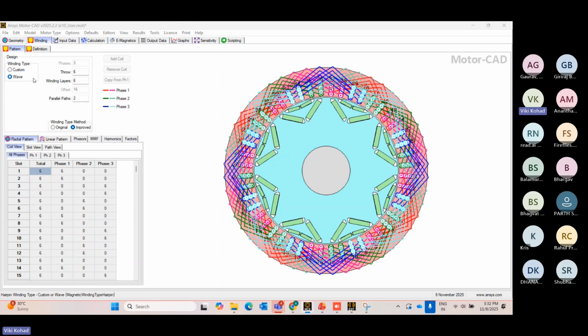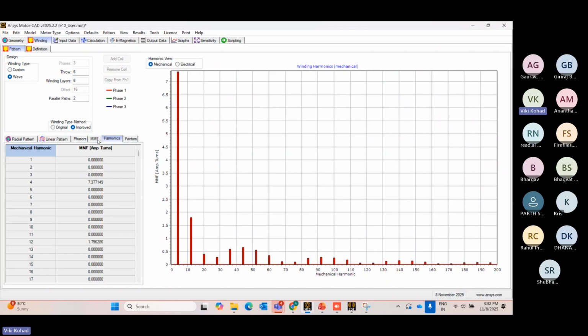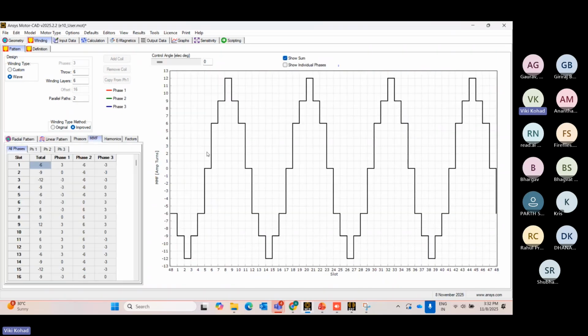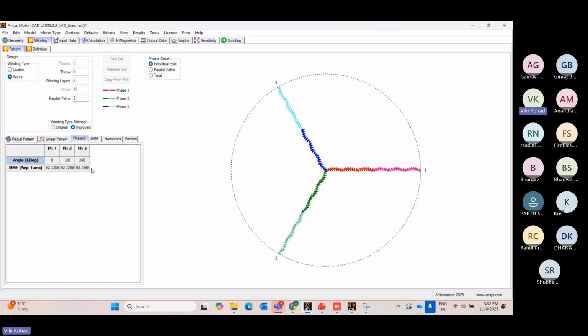You have to give the number of phases, throw meaning the coil pitch, winding layers, and the parallel paths. Then you have to see those values, like how the MMFs are, how the harmonics look, and how the MMF diagram can be shown for each phase. Then you have to see the phasors, meaning how each phase is apart from the others, like here the 120-degree phase difference is there.